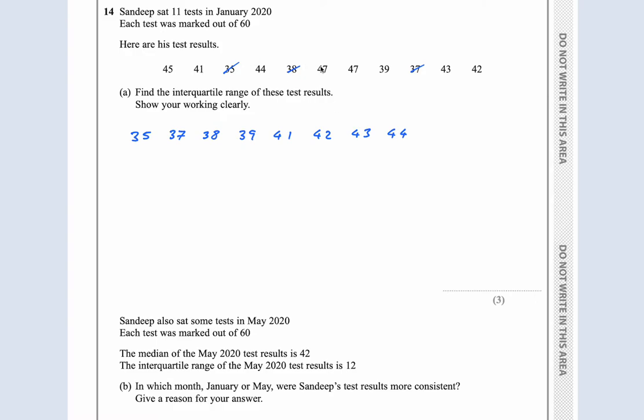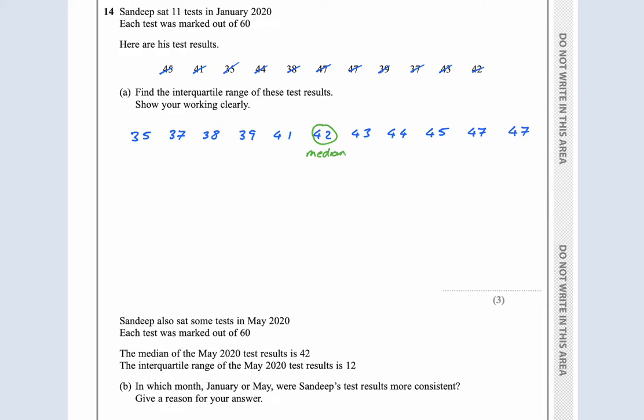Just be careful, guys, you don't mess this up. So I do the 39, the 41, the 42, the 43, the 44. There's a 45 and then two 47s. Okay, that's the same numbers rearranged from smallest to biggest. Now there's 11 numbers. So the number in the middle is going to be the median. If there's 11 numbers, the middle is actually the sixth one. This is the median. It's the middle because look, there's 5 to the right, 5 to the left.